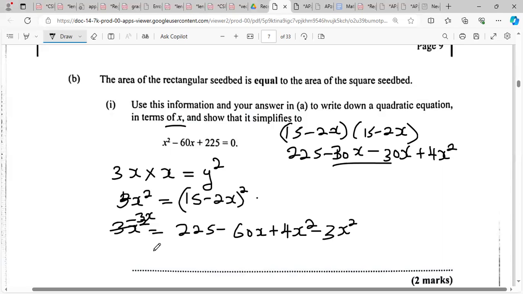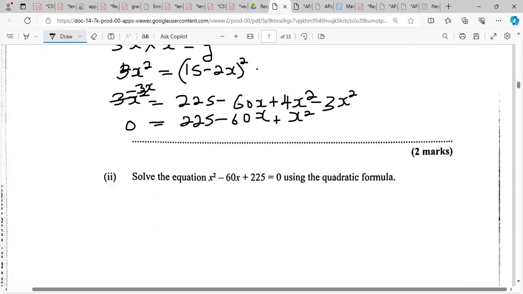Right, we can see if we come to it. It should do. This side will be 0, and we have the 225 minus the 60x. 4 take away 1, 4 take away 3 or 1. Alright, cool. So we have the same thing here, just turned different. This is what I'm going on.